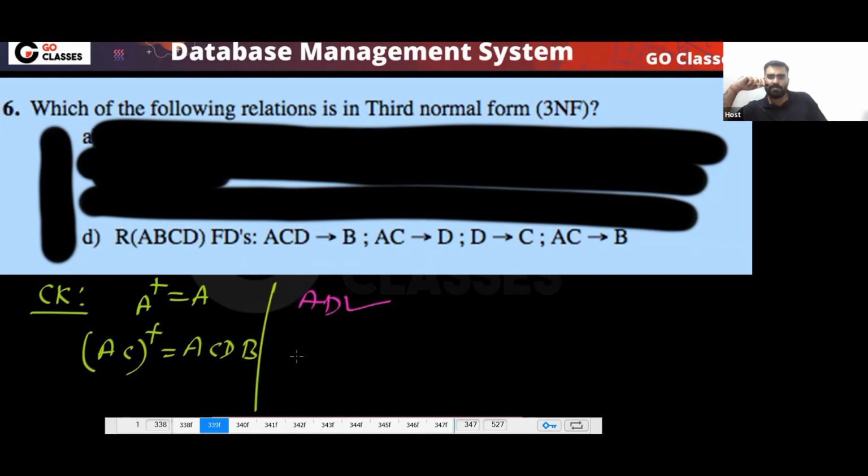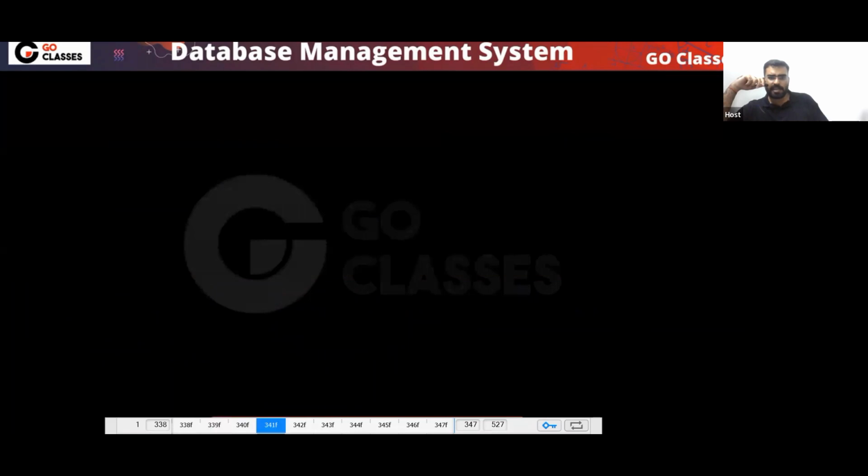What about AB? AB is not a candidate key. So what is the non-prime attribute? The non-prime attribute is B. Is there any problem here?